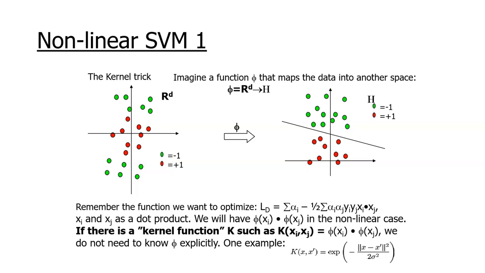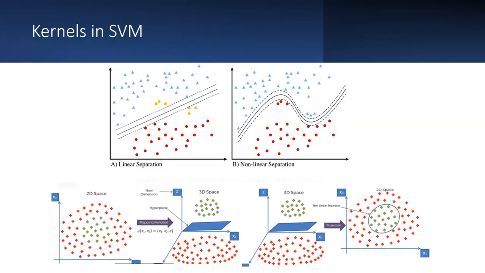So there is a cross product, there is a dot product basically, and we have, for example, phi xi dot phi xj in the nonlinear case. If there is a kernel function k such as this one, we do not need to know phi explicitly. By this way, phi becomes meaningless, and you don't need to know about it. And by this one, you can easily find the kernel with the exponential function.